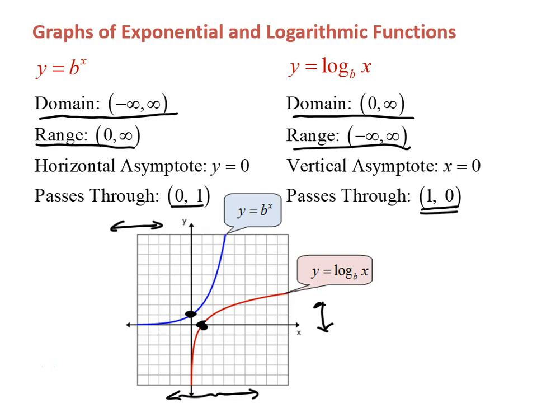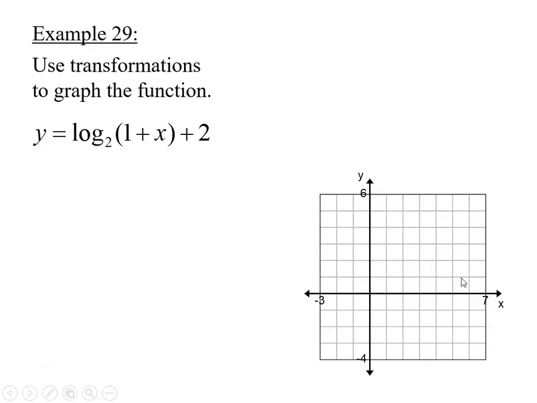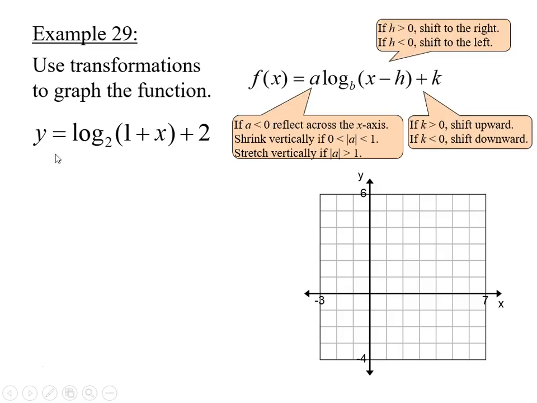So on this one, it says we want to use transformations to graph the function. And so we're going to think about an original function, just a log base 2 of x, and then we're going to transform it. So we're going to start with a regular log base 2 of x, because that's our base that we have. But then we're going to shift it by using this +1 and this +2. But first we want to graph the original.